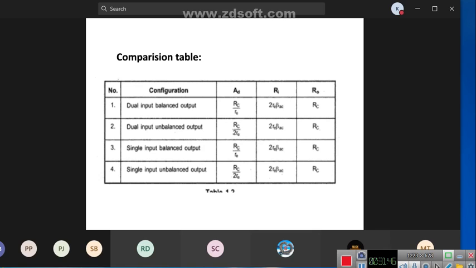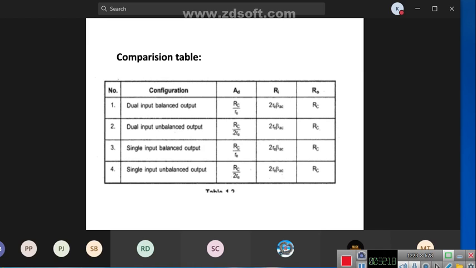So the differential gain is same in the dual input balanced output and single input balanced output. So in these two balanced output configurations, the differential gain is same, right? In the unbalanced output configurations the differential gain is also same. So here RC by 2 RE, and here also the differential gain is RC by 2 RE.